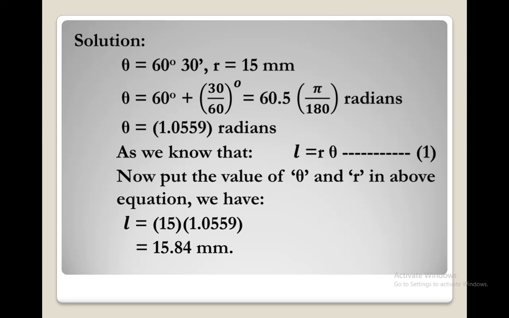We divide it by 60, we have 0.5. Now we have 60 plus 0.5, 60.5. We multiply this total measure of degree by pi by 180 to convert it into radians. The same you have practiced in the previous exercise. So by using calculator, we have theta is equal to 1.0559 radians.